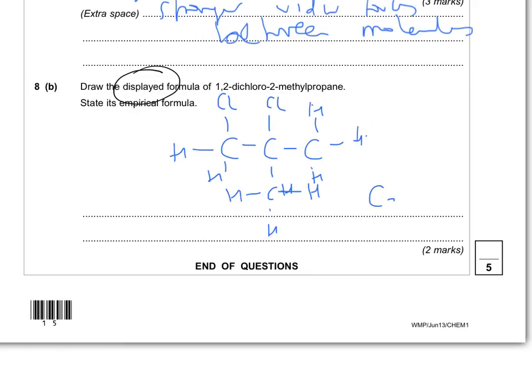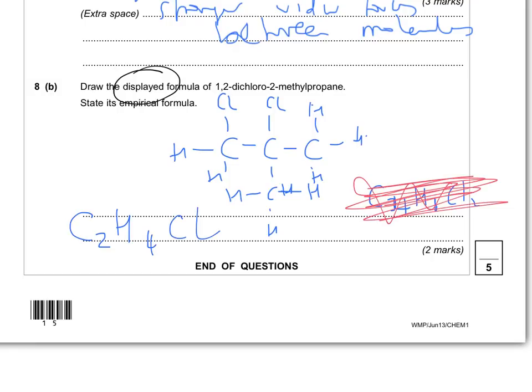So C4H8Cl2. The empirical formula is you can divide all those by 2, so it's C2H4Cl. Make sure you always cross out any working you do for that, because they won't know which one you think is the empirical formula. If you have any questions on any of those questions that are in that paper, then please don't hesitate to email me.